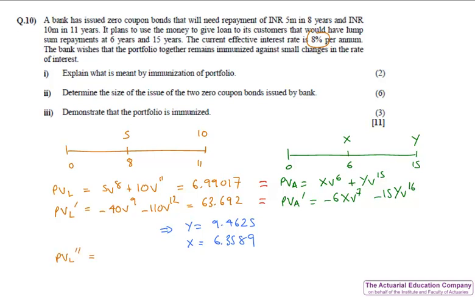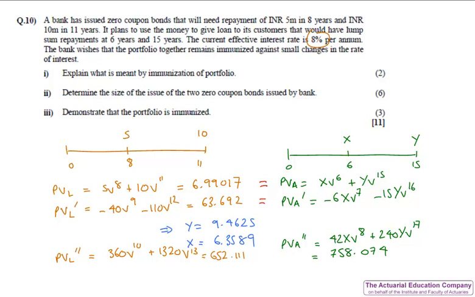Well, the second derivative of the liabilities, again with respect to i, is the following, which is 652.111, and the second derivative of our assets is the following. Now, if we substitute in our values of x and y that we've calculated, we get the second derivative to be 758.074, which we observe is greater than the second derivative of our liabilities, so it is immunized.